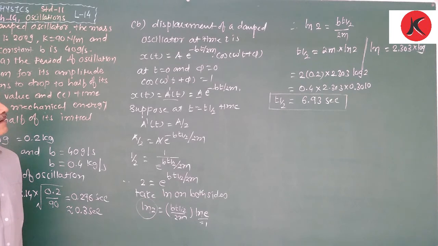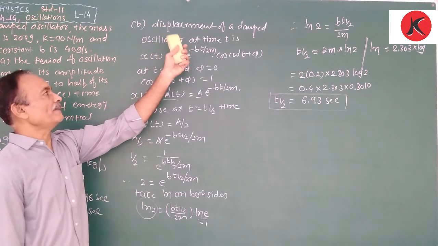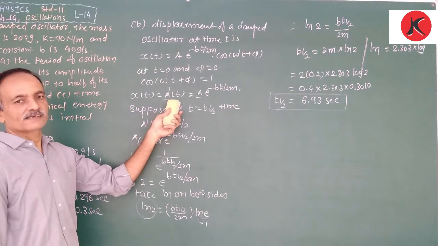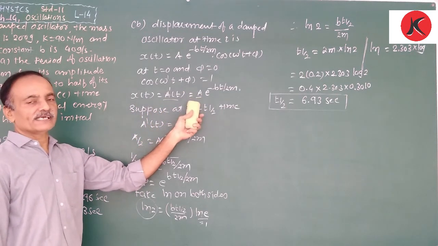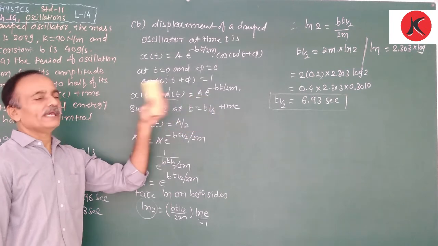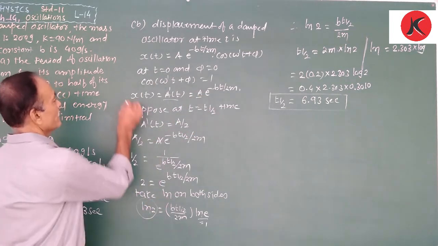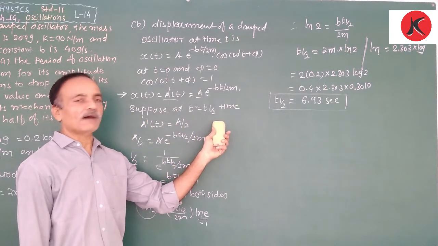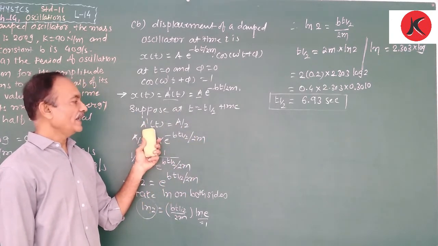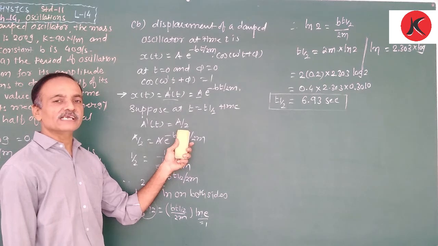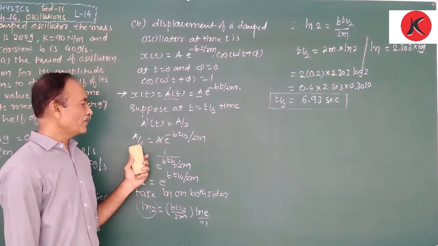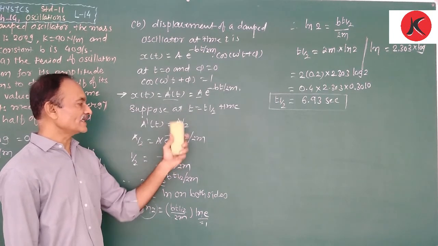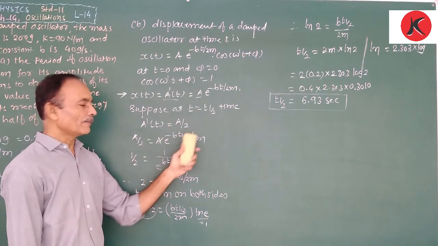Clear this? Again, the displacement of a damped oscillator at time t is this, or directly you can use this equation. The amplitude of the damped oscillator at time t, A'(t), is equal to A e raised to minus bt upon 2m. Suppose at time t equal to tau half, A'(t) becomes A by 2, where A is the initial amplitude. Therefore, A by 2 is equal to A e to the minus b, and instead of t, we substitute tau half upon 2m.